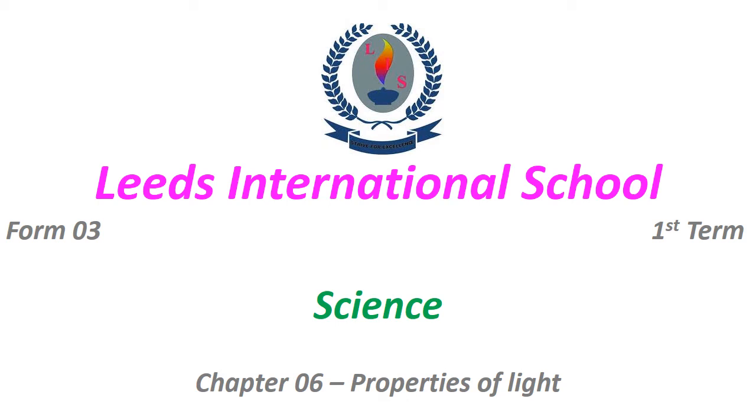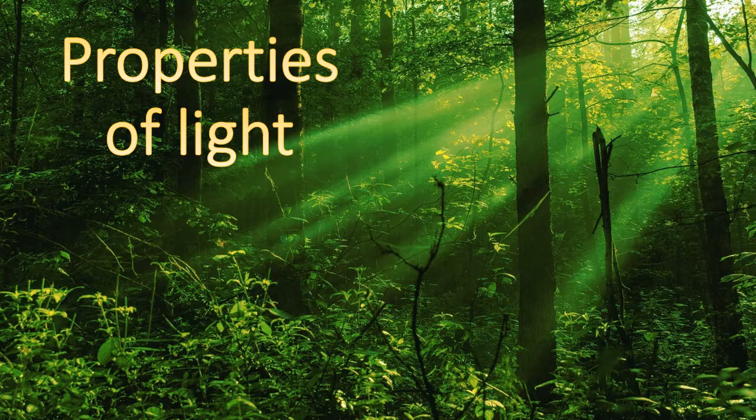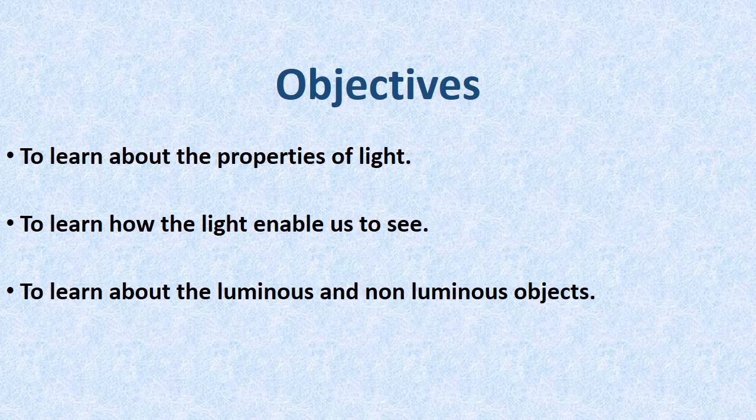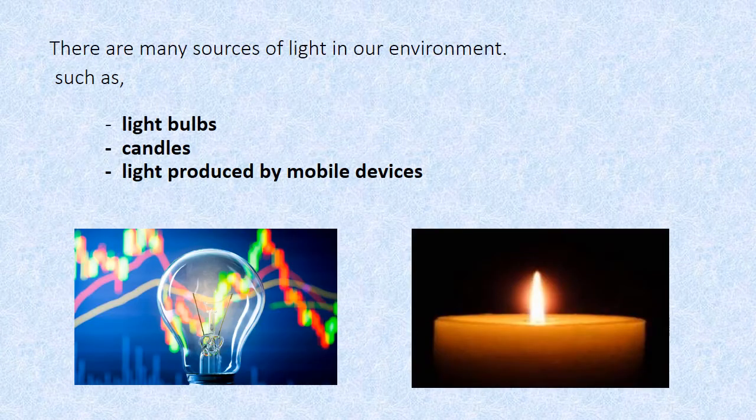Form 3, First Term, Science, Chapter 6, Properties of Light. From this lesson, we are going to learn about the properties of light, how light enables us to see, and we are going to learn about luminous and non-luminous objects.